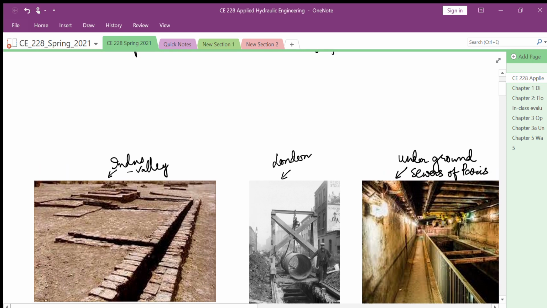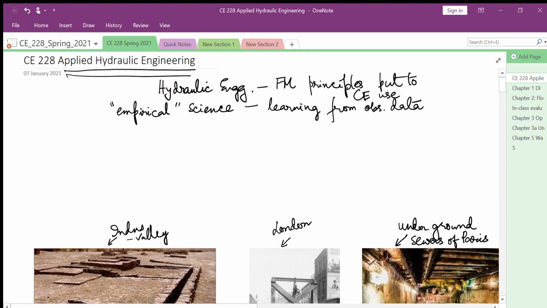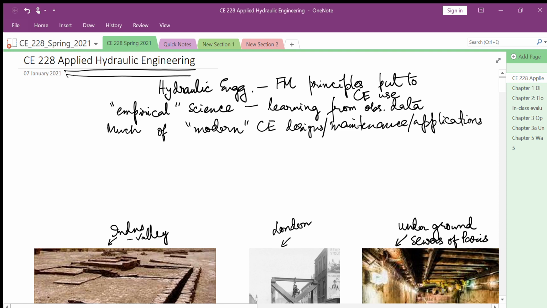What is interesting to note is that much of this, I'm not talking about the prehistoric or the Indus Valley type of civilizations, but the modern, industry and urban centric civilization. So much of these modern civil engineering designs, maintenance, etc. applications were actually initially derived quite empirically, and it was only much later that connections were established between these empirical relationships and the theoretical principles from fluid mechanics.